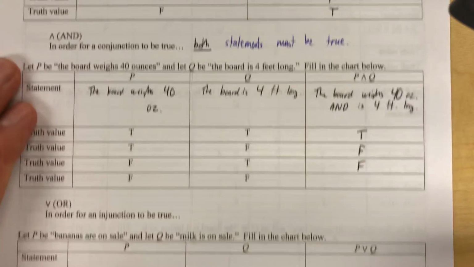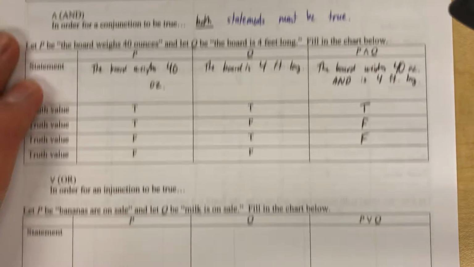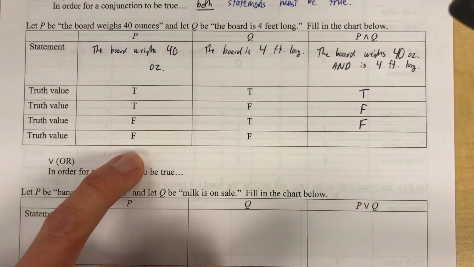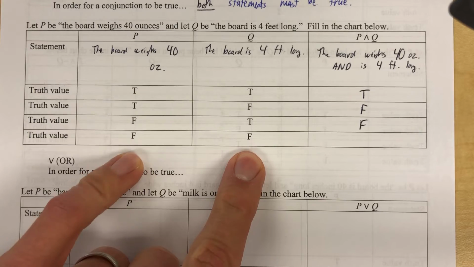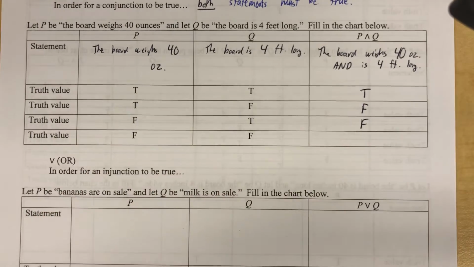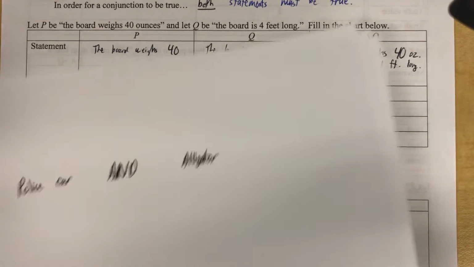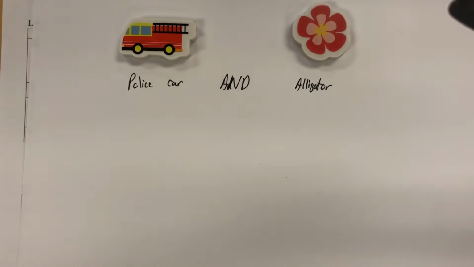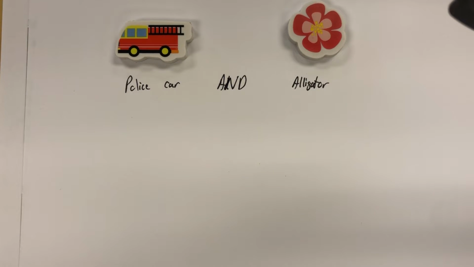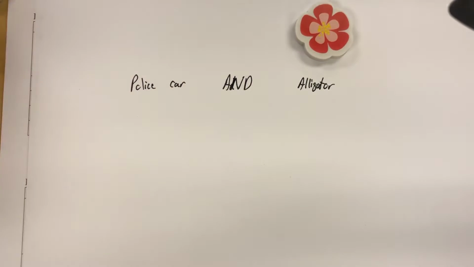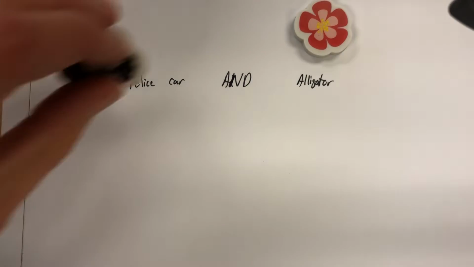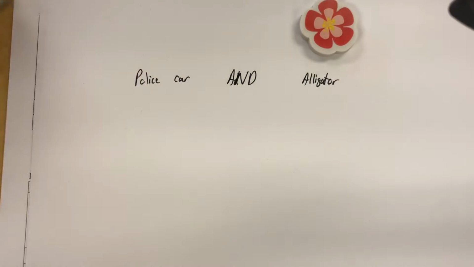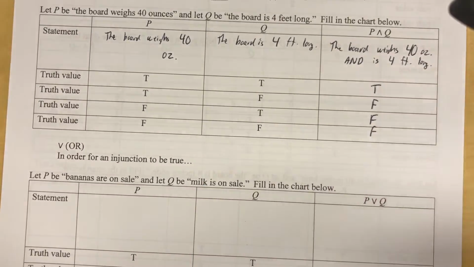So that one's false. It's bugging you too that this is in black ink and that's in blue. All right. My board is not 40 ounces. My board is not 4 feet long. I have nothing to go on here. Okay, it's kind of like this. If I said, oh, this is a police car and this is an alligator. Wow, I lied to you twice, you know? So any one of those makes it fall apart, but man, when I've lied to you twice, it's hard to trust me. So false and false makes false.